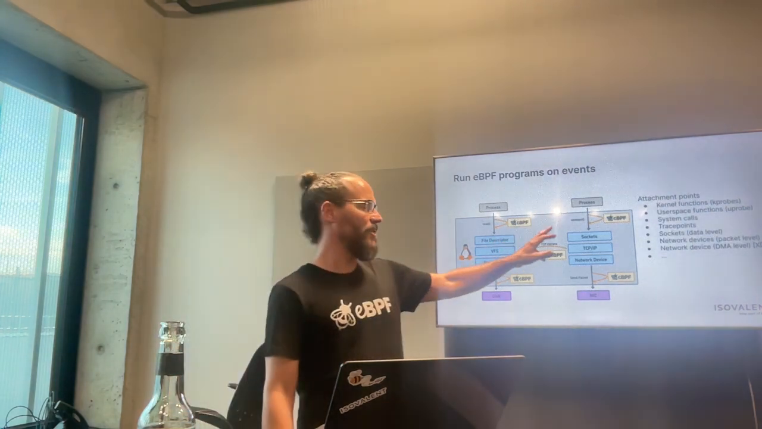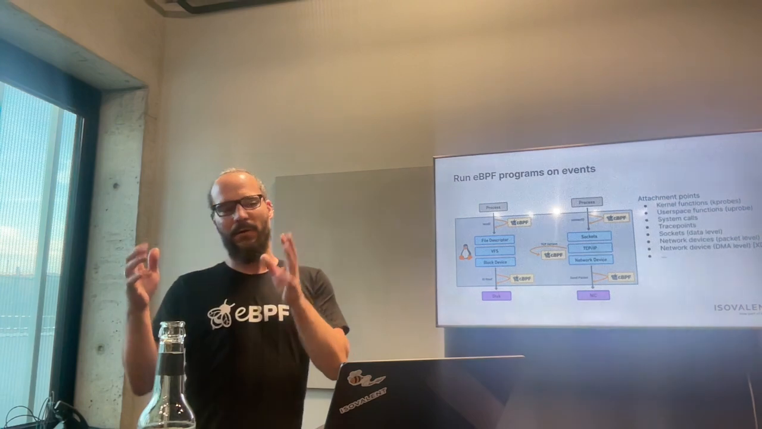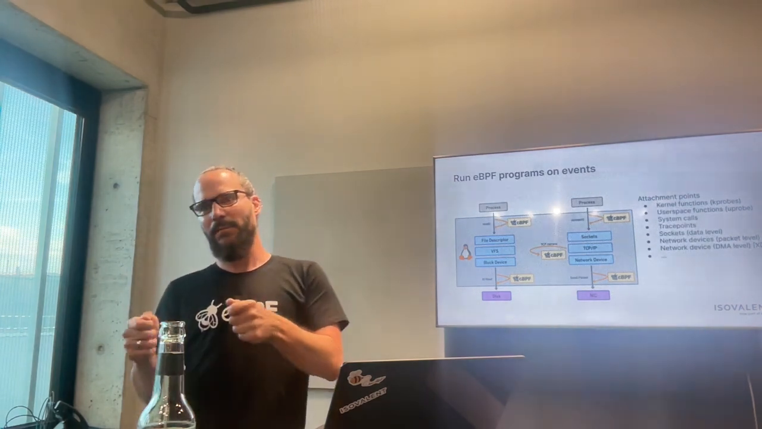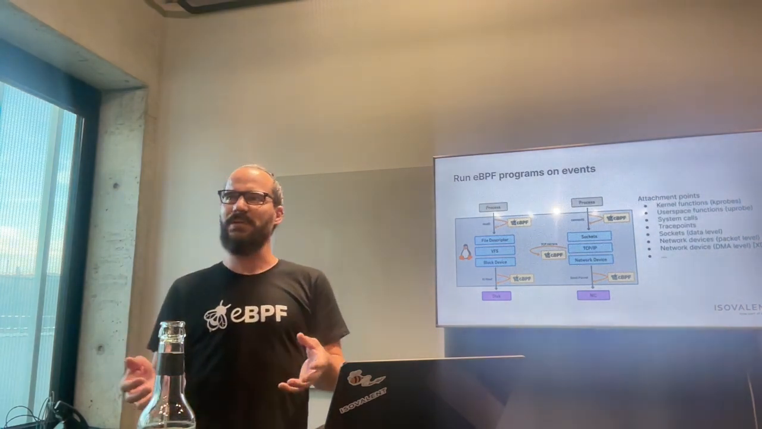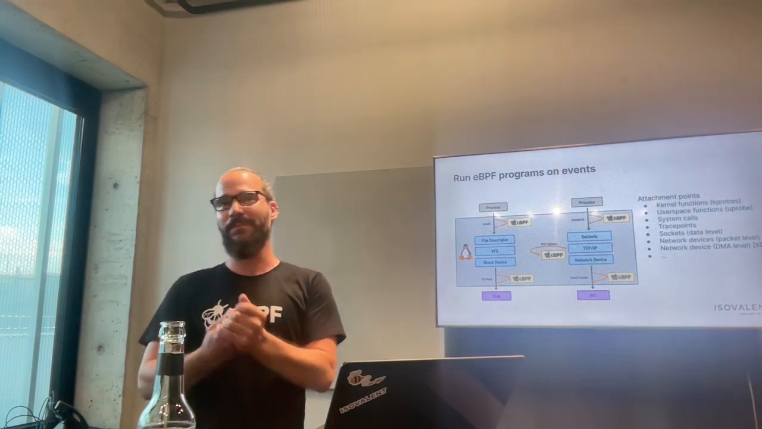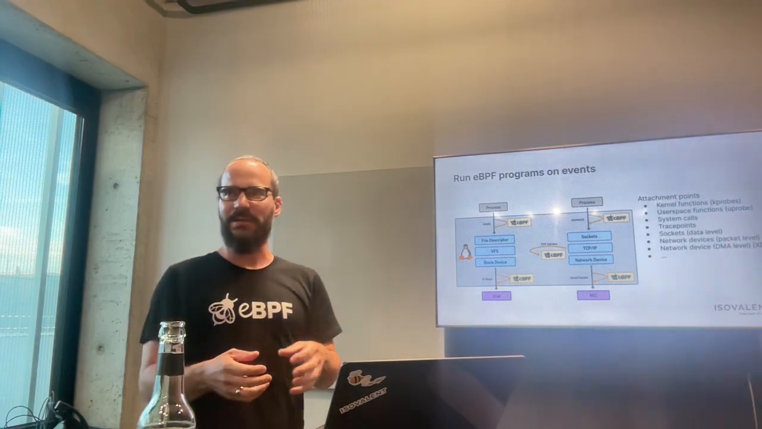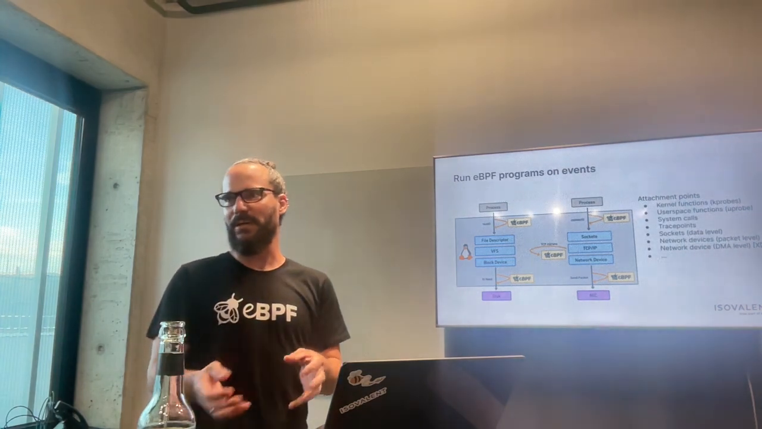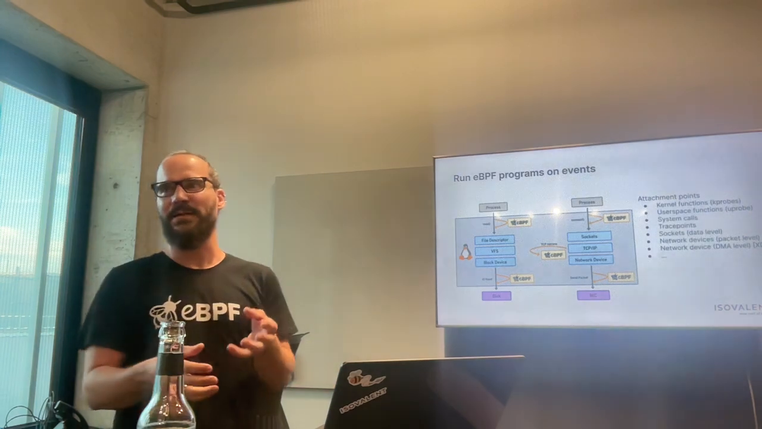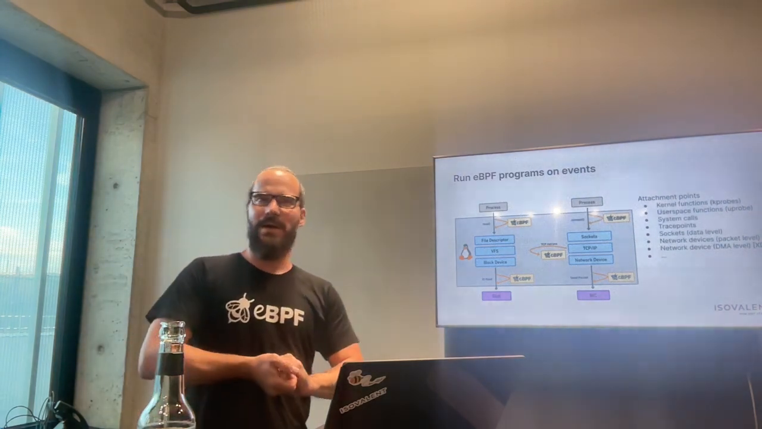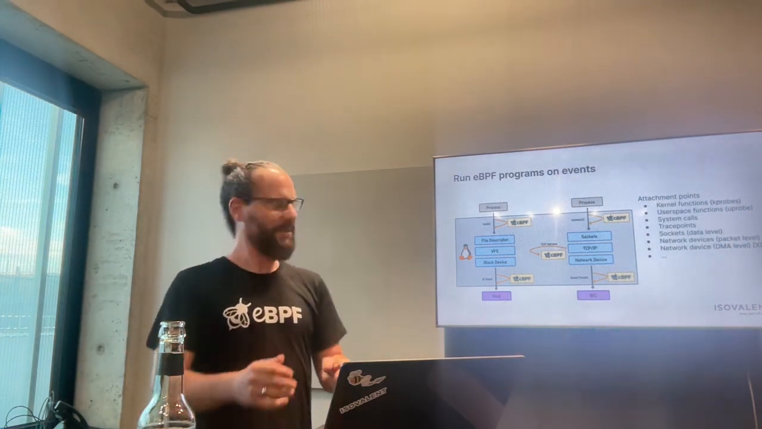So we can attach eBPF programs to all of the different networking points in the kernel. Once a socket gets created, we can attach an eBPF program and already decide there with the CNI whether or not the packet is allowed to go on the wire. We can manipulate packets, we can redirect packets, we can drop packets, all of this.